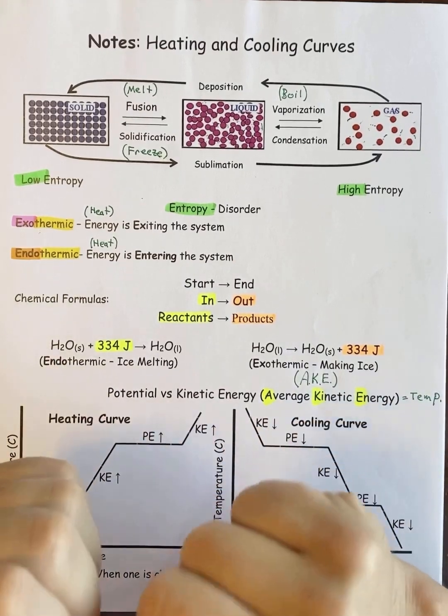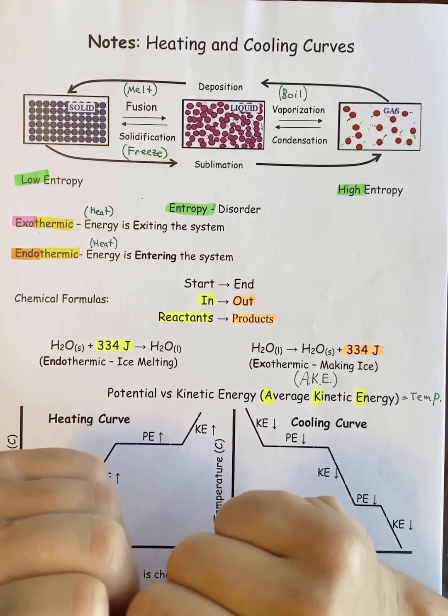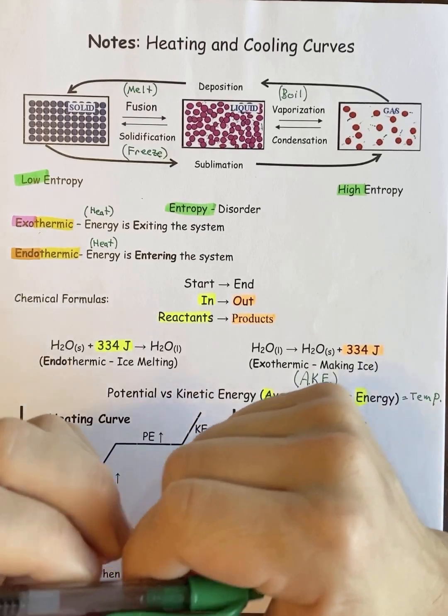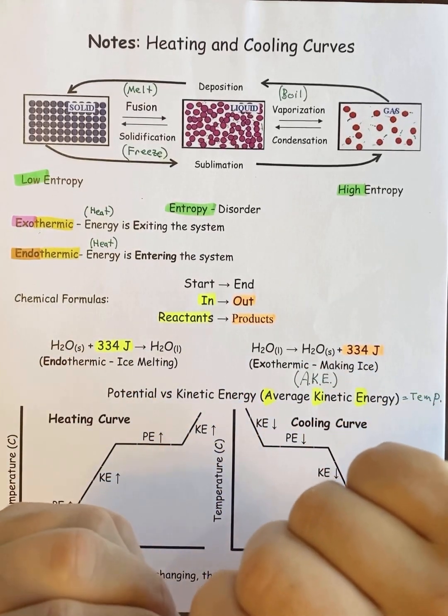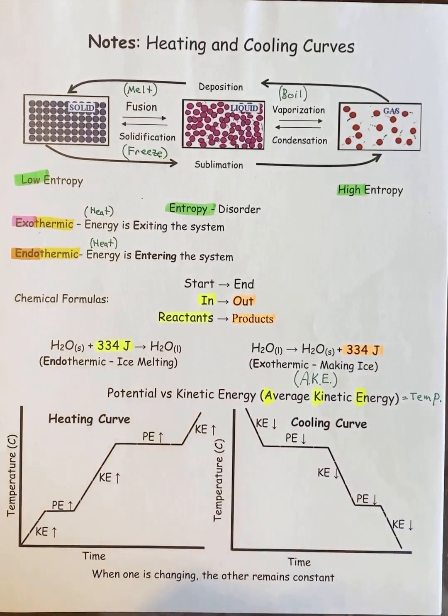Sublimation in nature, I don't really know of any examples. There are some things that do sublimation, mainly dry ice, if you've ever seen that, or iodine, they can sublime, but we'll talk more about those in a different lesson.